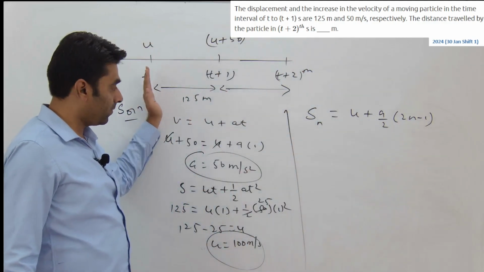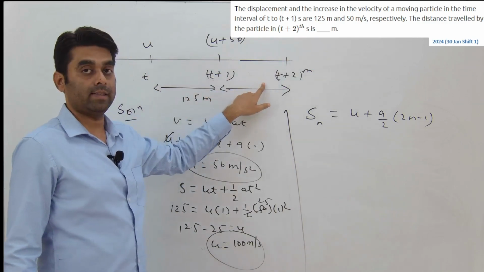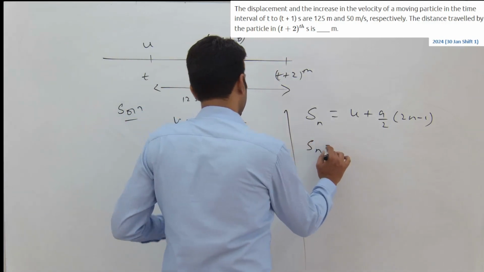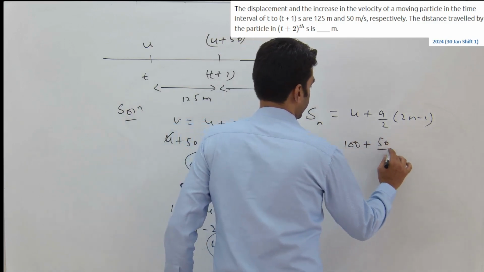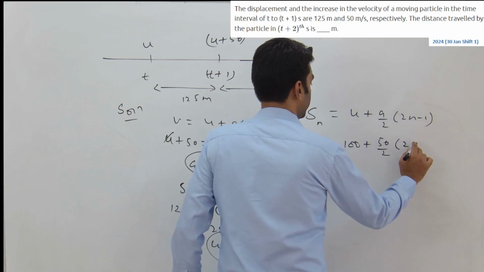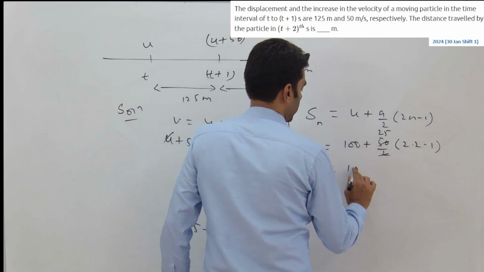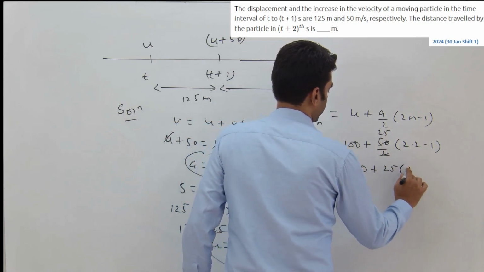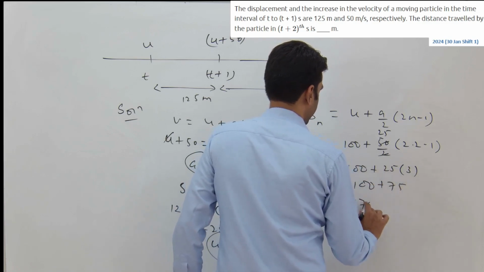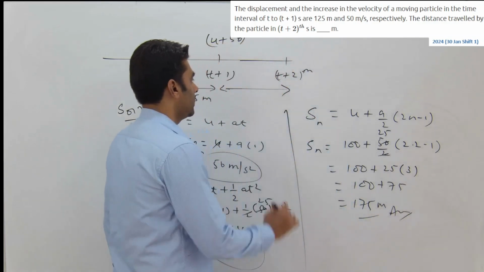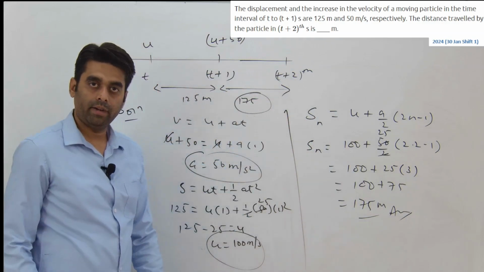Now from this specific point, from the tth second, this is the 1st second, this is the 2nd second. So Sn equals u, initial speed we calculated as 100, plus 50 by 2 into 2n minus 1, where n value is 2. I hope this point is okay. 25. So 100 plus 25 into 4 minus 1, which is 3. 175 meter. Okay. So the answer is that in the t plus 2th second, it will be traveling a distance of 175 meter. Right. Let's move to the next question.